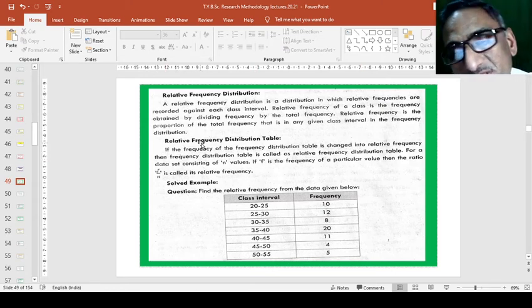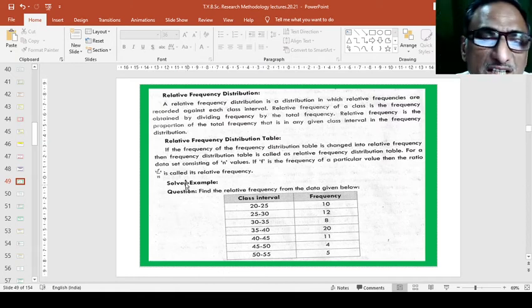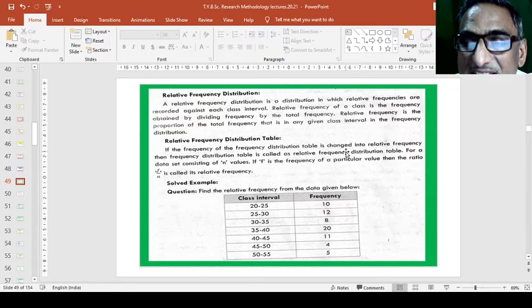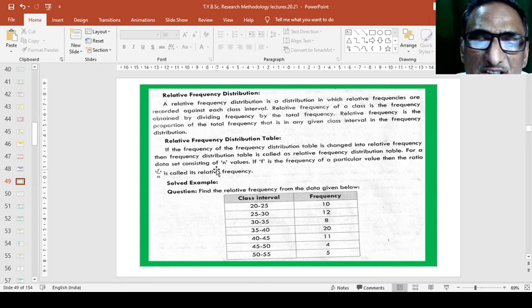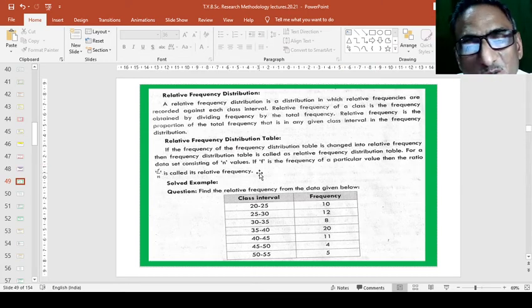Now, how is the relative frequency distribution table to be calculated? If the frequency of a frequency distribution table is changed into relative frequency, then the frequency distribution table is called a relative frequency distribution table. For a data set consisting of n values, if f is the frequency of a particular value, then the ratio f upon n is called the relative frequency.